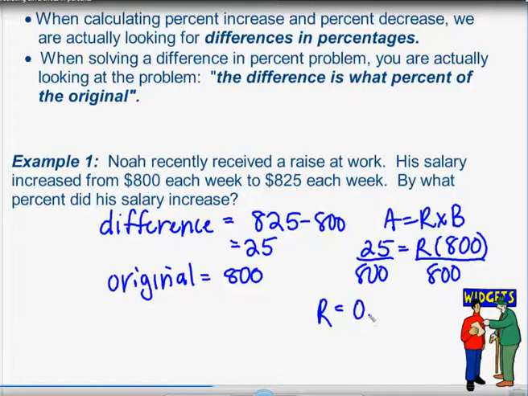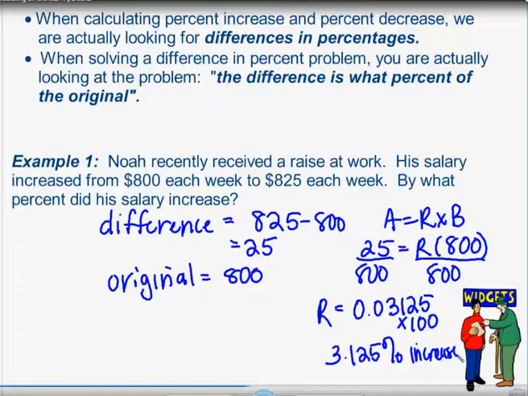0.03125. Since the rate represents the percent written as a decimal, we're going to multiply this by 100 to convert it to the percentage form. So now we'll find out that the percent was 3.125, and this was a percent increase because Noah's money increased over that period of time.